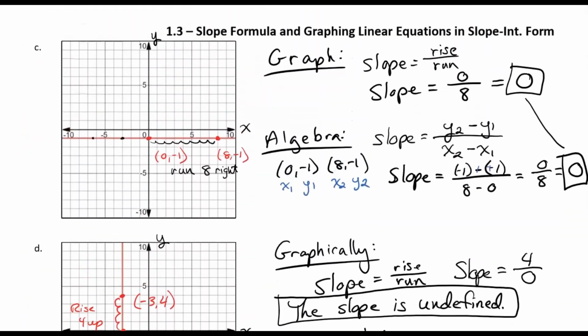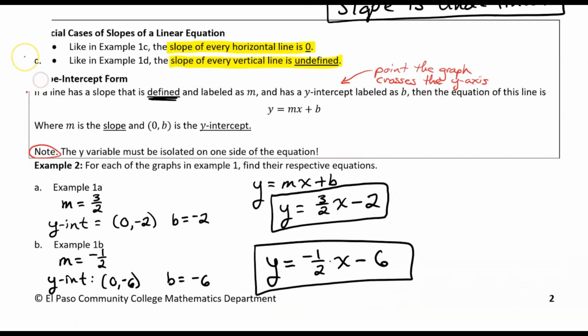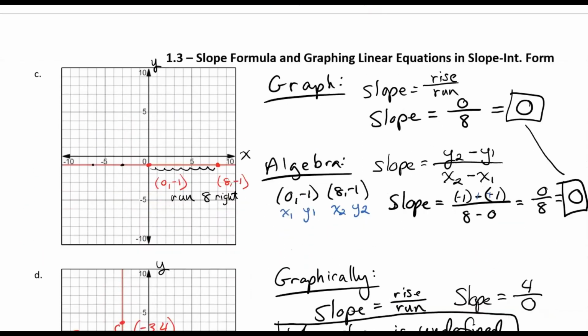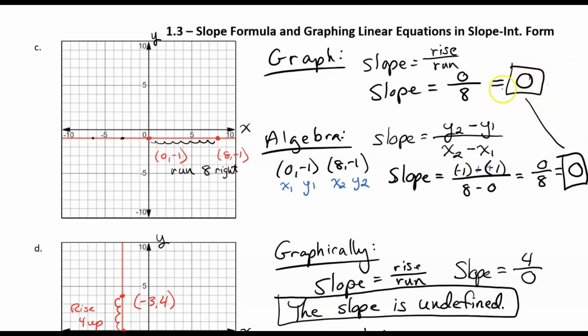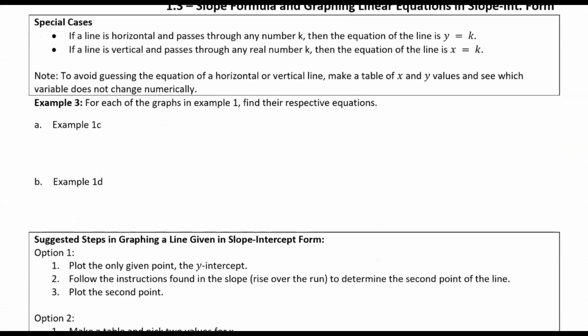So looking back at example 1, here it is, 1c. We had a slope of 0, so our m value is 0. And what was our y-intercept? That was at (0, -1). So m is 0, and our y-intercept was (0, -1), which meant that our b value is -1.